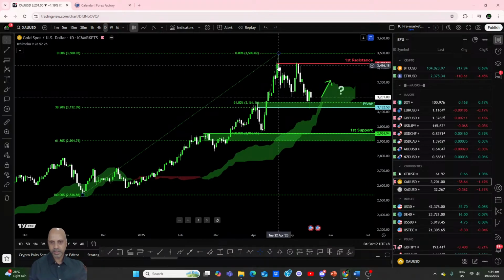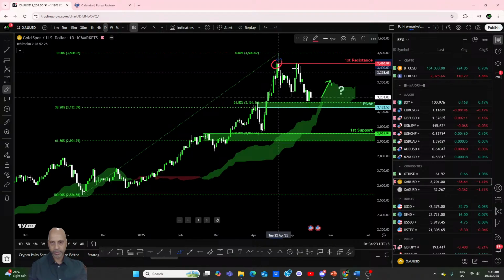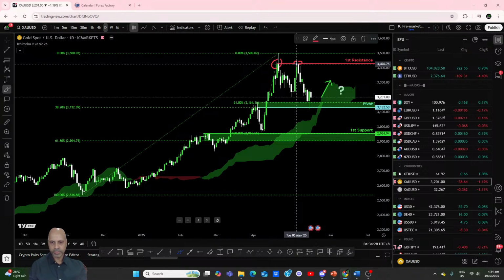Right, in terms of resistance, first resistance is very clear. It's a multi-swing high resistance at 3,430. Right, the first swing high resistance was formed at the intraday all-time high at 22nd of April. Then we see a much more definitive swing high resistance at around $3,426 per ounce.